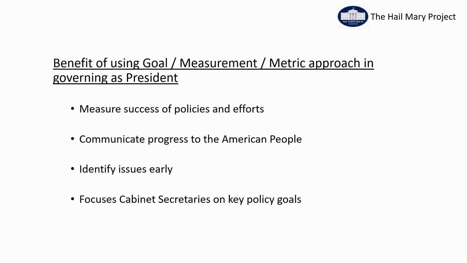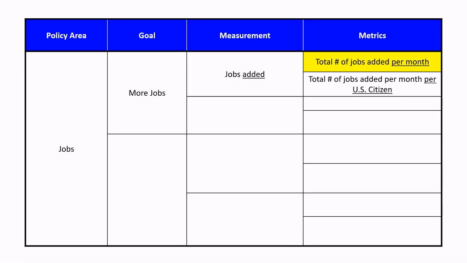This is just a simple chart to give an example. So every president talks about jobs. They talk about wanting more jobs. And one of the measurements that the Bureau of Labor Statistics keeps is jobs added. The total number of jobs per month is one of the things, and every month, at the end of the month, the news will talk about jobs added.